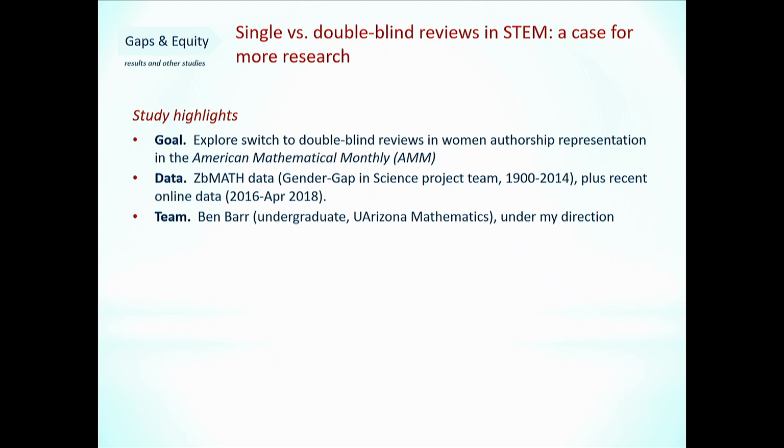So this is a study that I did with an undergraduate. I'll describe the study highlights, and I'll describe some results. The goal was to explore the switch to double-blind reviews in women authorship representation in the American Mathematical Monthly, which is a journal of the Mathematical Association of America.